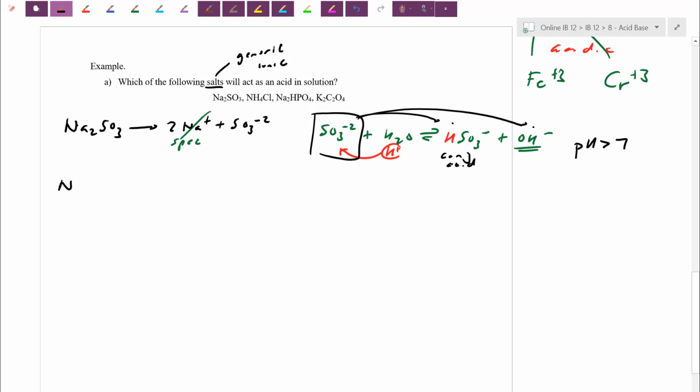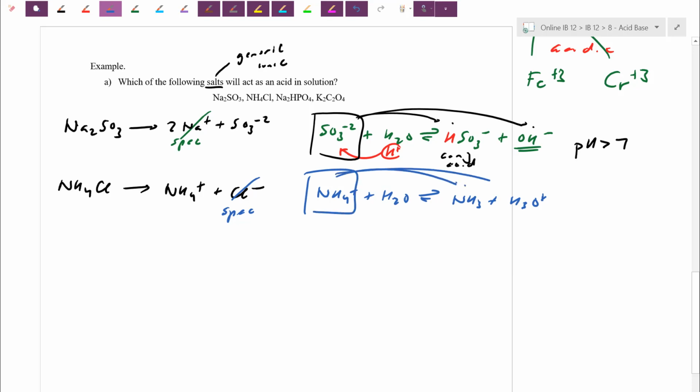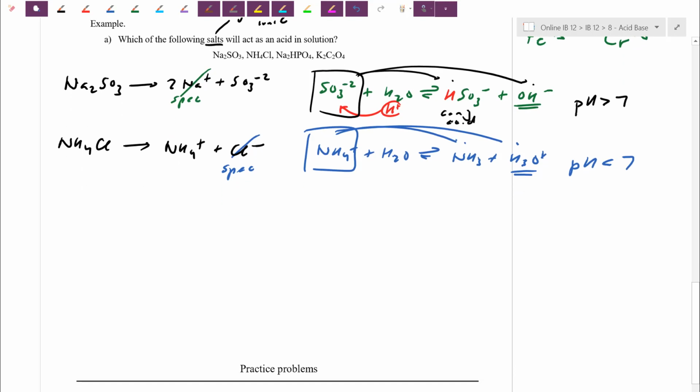How about NH4Cl? Again, first step, we dissociate. We get NH4+ and Cl-. I already did this for you on the other side. Chloride is a conjugate of a strong acid. It has no chance of going in reverse. NH4+ is actually the conjugate acid. It's the positive ion that ends up hydrolyzing. NH4+ in the presence of water creates NH3 and H3O+. Again, it's a weak acid. It doesn't break off to form too much H+, but enough to knock my pH to be less than 7. So that one is going to be acidic, so that could be one of your answers.